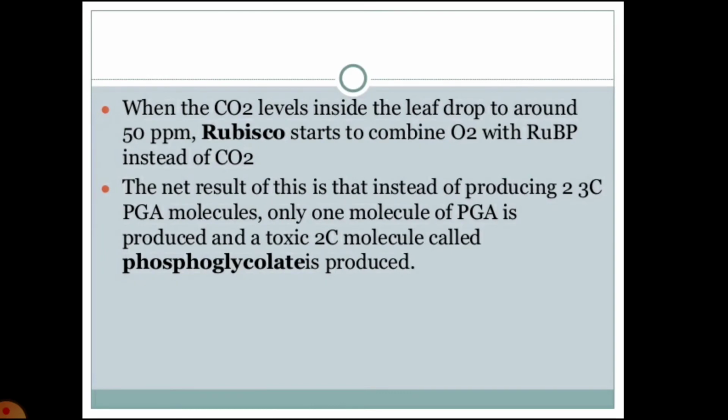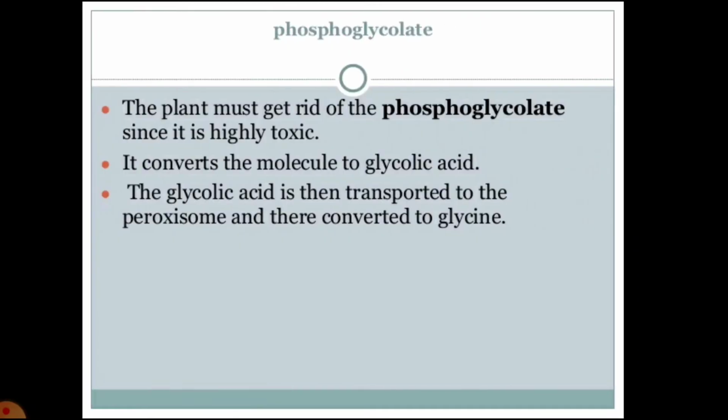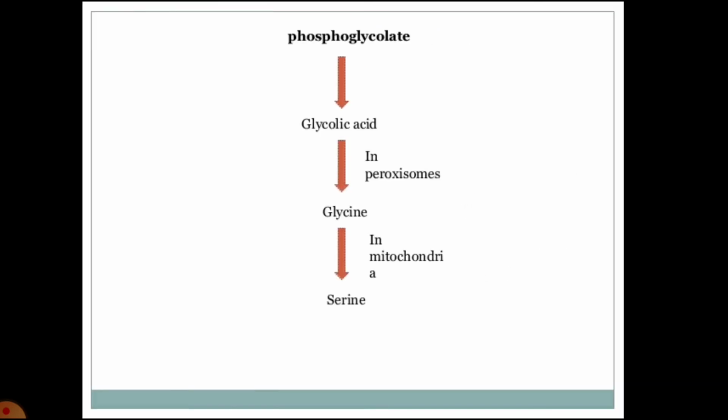This glycolate diffuses out of the chloroplast and enters into the peroxisome. In the peroxisome, it is oxidized and becomes glyoxylate. This glyoxylate is used in the synthesis of glycine. Glycine diffuses out of the peroxisome and enters the mitochondria.